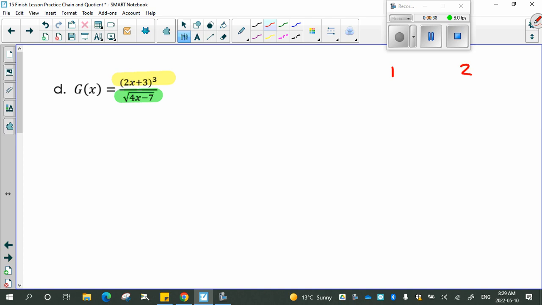So you put your first function as 2x plus 3 cubed, and you'd write your second as 4x minus 7 to the 1/2. Okay, that's how the quotient rule works. The first function is whatever's on the top, the second function is whatever's on the bottom. Okay? And then you want to derive each one.